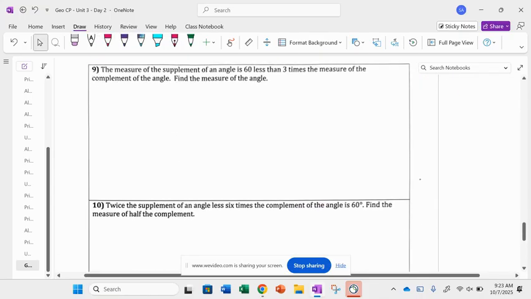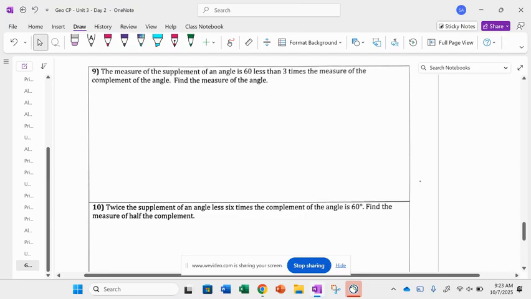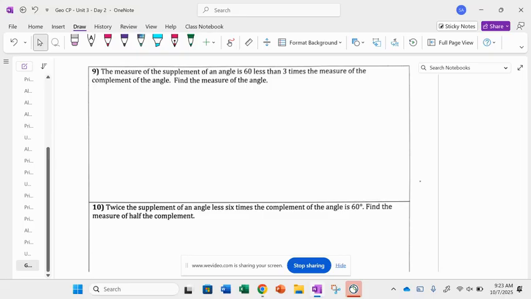All right, next one. The measure of the supplement of an angle is 60 less than 3 times the measure of the complement of the angle. Find the measure of the angle. So once again, do you notice how it says supplement and complement in the same word problem? So we're not drawing any diagram.